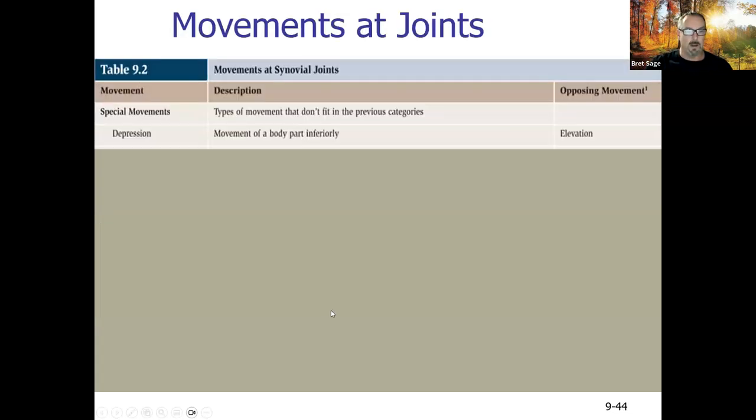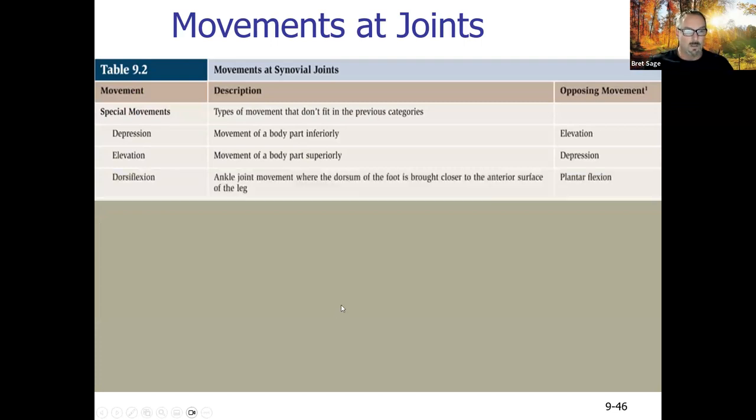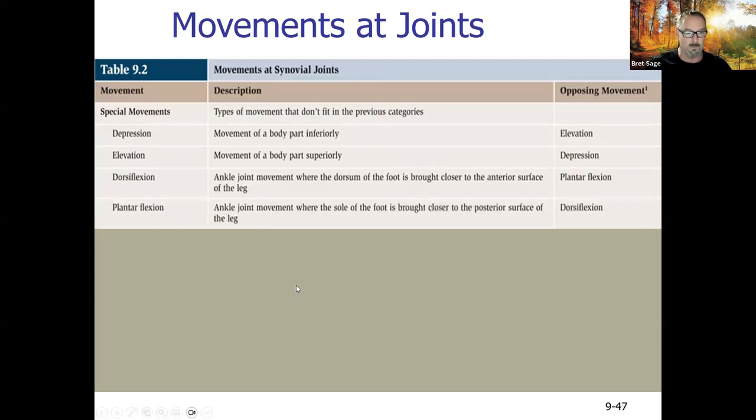Some special movements, depression. So for example, if I start with my shoulders elevated here and I drop them, that's called depression. Elevation is if I raise my shoulders. Dorsiflexion is if I lift my toes up into the sky. That's dorsiflexion. Generally only found in the foot. So when you're lifting your toes up off the ground, that's dorsiflexion.